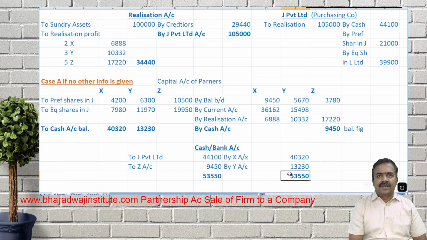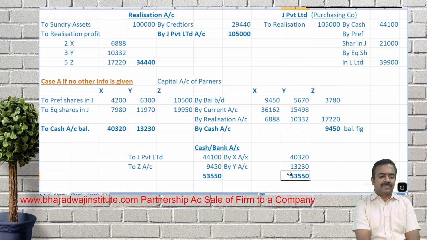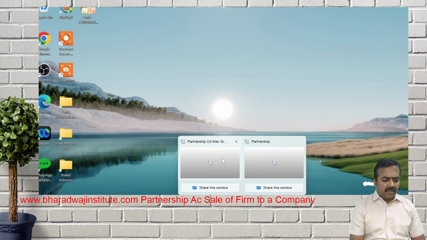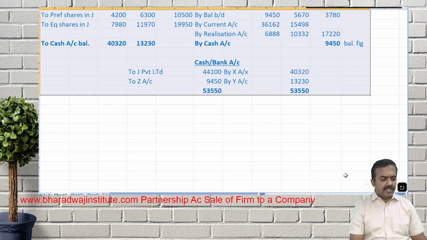Actually, even for dissolution, it is ditto the same. Two extra entries: purchase consideration due, purchase consideration received. That's all. Have we taken up? Shall we move to case B? Look at case B. Equity shares are allotted in which ratio? Profit sharing ratio. Preference shares are to be taken by the partners in which ratio? Fixed capital ratio. So this will affect only this part.